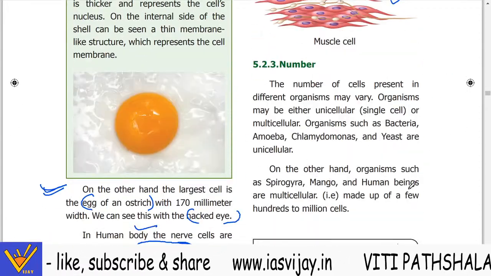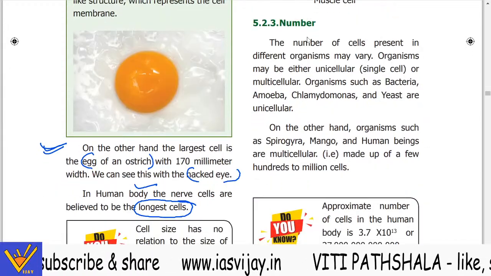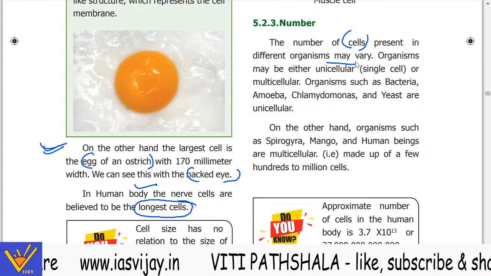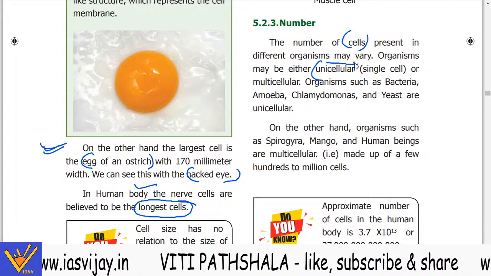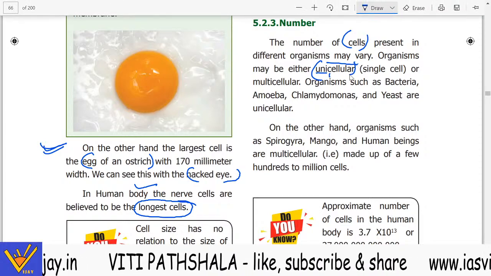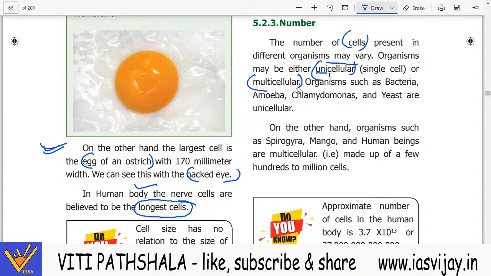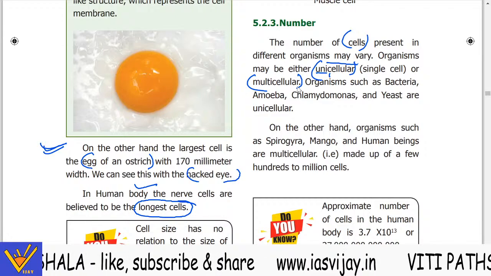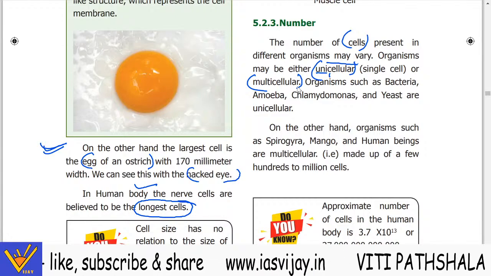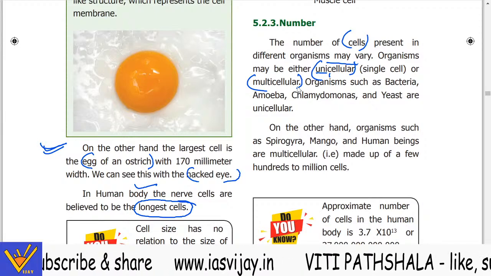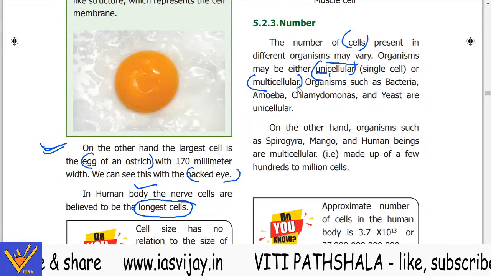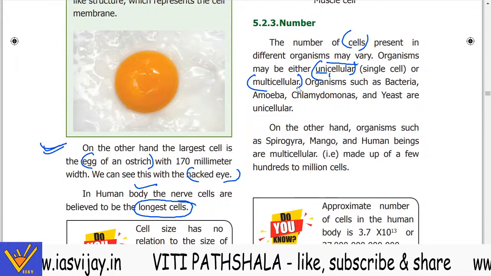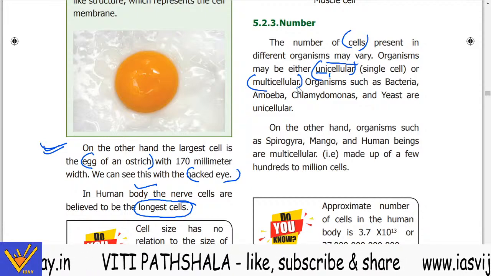Now if I talk to you about the number of these cells present in different organisms, they may vary. An organism may either be unicellular, uni means one, a single cell, or it can be multicellular. Remember, when we did the 6th class first term book, we discussed in detail what a unicellular or multicellular organism is. Do make your notes in a sequence, so that when you read these notes again, you may identify the things.